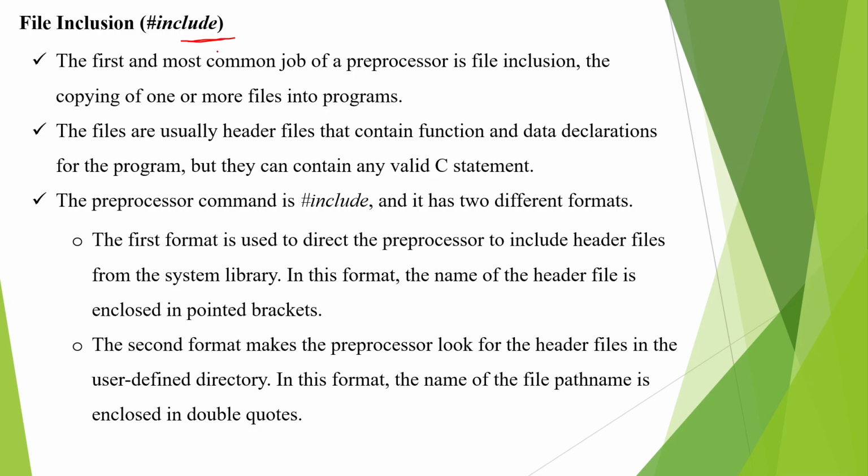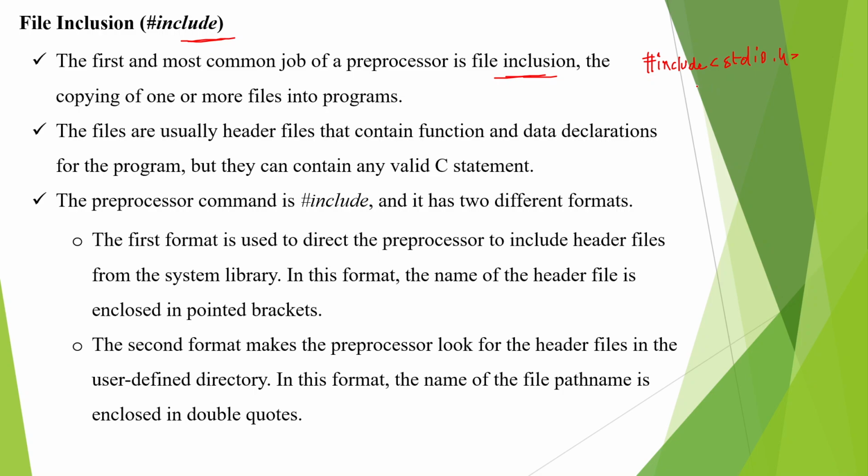The first and most common job of the preprocessor is file inclusion. What it will do is copy one or more files. Suppose you are keeping hash include stdio.h. It will copy this stdio.h, a predefined header file available somewhere in your libraries. So this include will copy the content of stdio.h into your program.